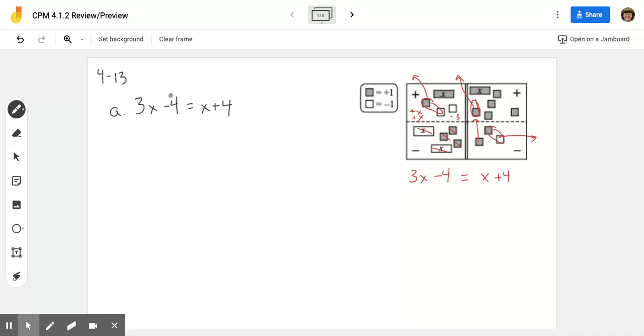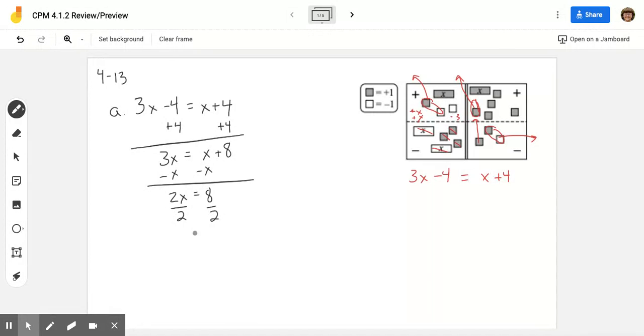So let's go ahead and start by getting rid of this negative 4 by making the opposite, which is positive 4, which I add to both sides to maintain equality. This becomes x plus 8. This is 0. So I have 3x equals x plus 8. We're going to go ahead and move this x. It's a positive x on this side. If I want to flip it to the other side, it's a negative x. Negative x also makes that 0. So now I have 2x equals 8. I divide both sides by 2, and I get x equals 4.